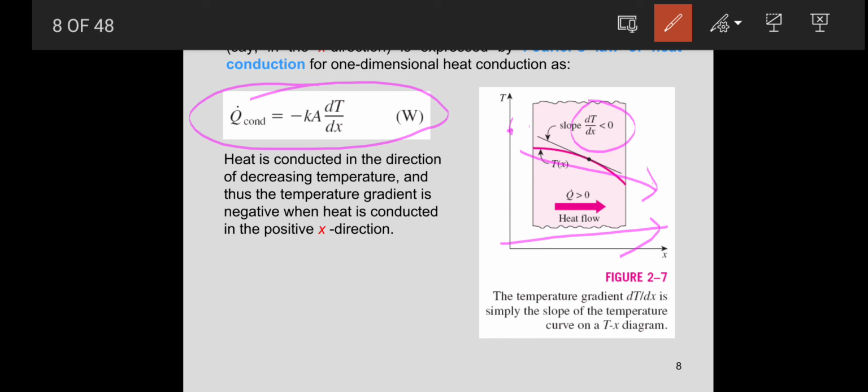But heat transfer is always a positive quantity, so to convert the negative slope to a positive value, a minus sign is given in the equation. The minus sign indicates that heat transfer takes place in the positive x direction with a negative temperature gradient. So the negative sign in the equation ensures the heat transfer is positive, where dT by dx is the slope, dT the temperature difference and dx the thickness.